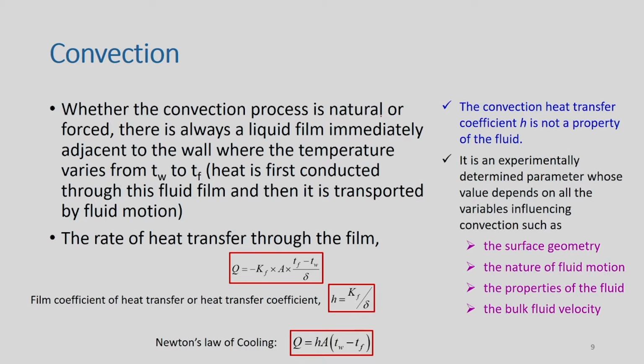Whether the convection process is natural or forced, there is always a liquid film immediately adjacent to the wall where the temperature varies from Tw to Tf. Heat is first conducted through this fluid film and then it is transported by fluid motion. So, this is the film, and maybe this film thickness is delta here, and this is Tw, and this is Tf. So, there will be a temperature gradient like this, and this is the pure conduction, and then only convective heat transfer will take place.